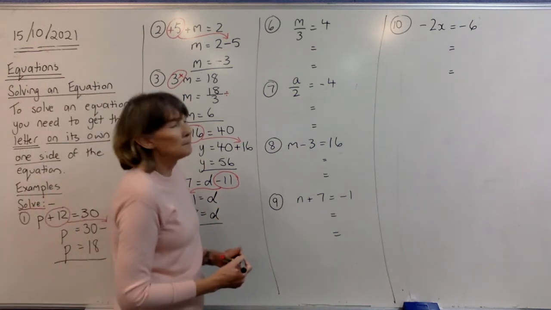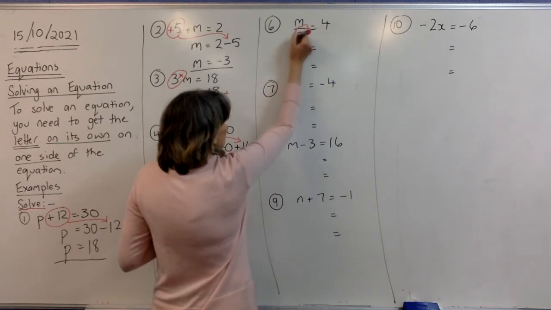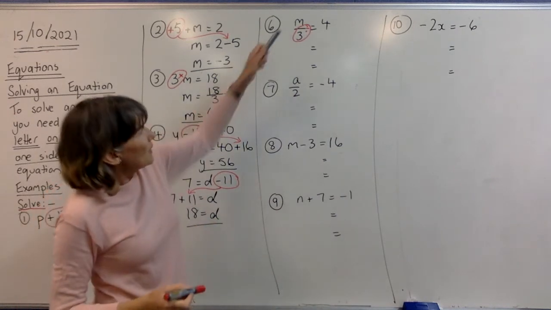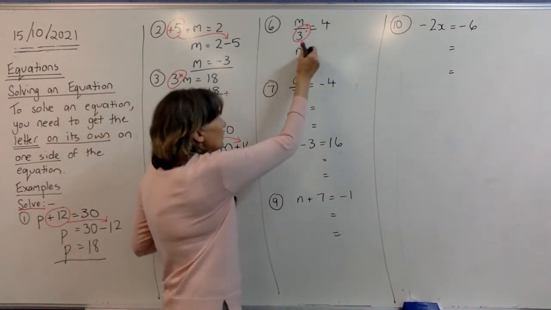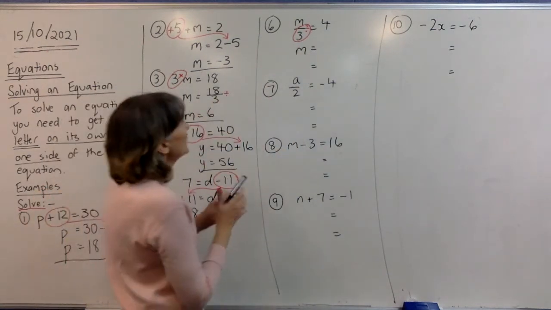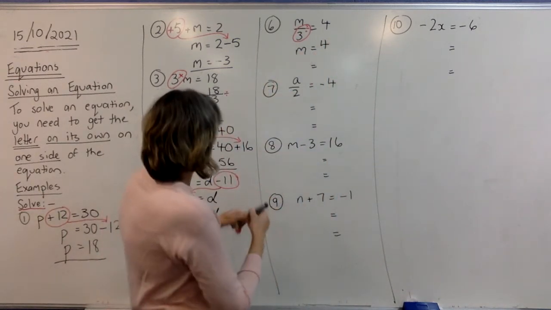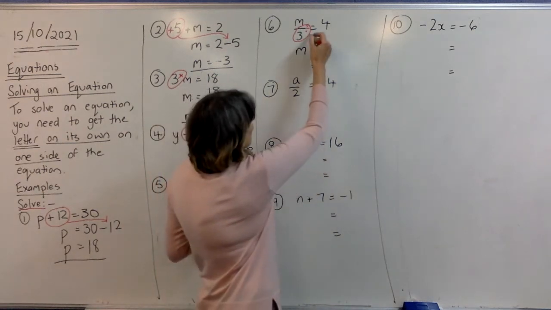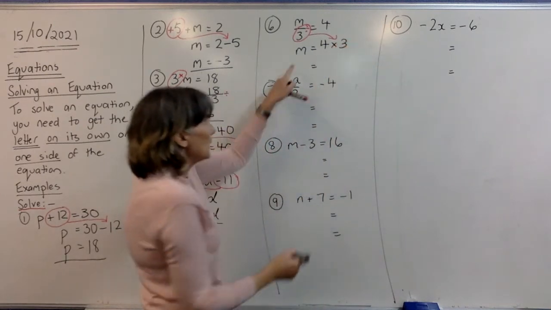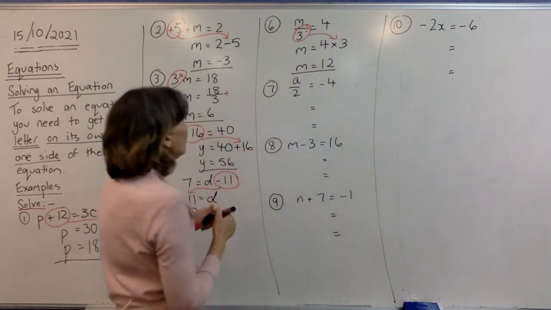All right, number 6. Now, that fraction bar you should know by now means divided by. So circle what I've circled with your red pen. So we're going to have the m stay there on the left, and we're going to get rid of the divided by 3. Okay, so on the right-hand side we have 4 already sitting there. Now we're going to come over and do the opposite of divided by 3, which is times 3. So we keep our m on our left-hand side, work that out on your calculator, and you'll get a 12.